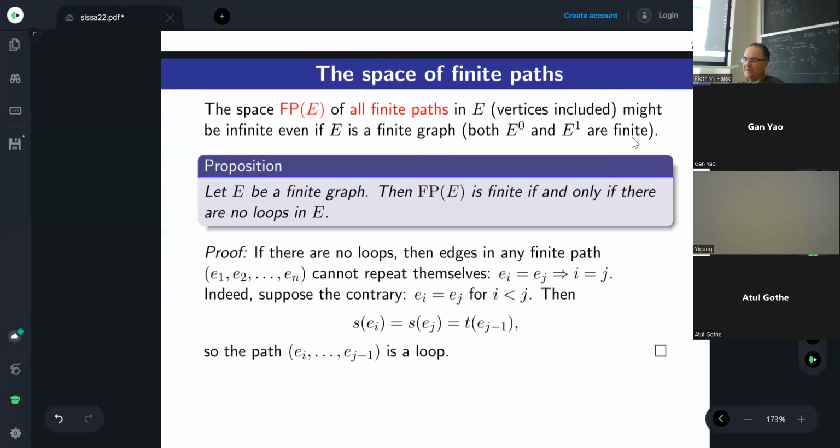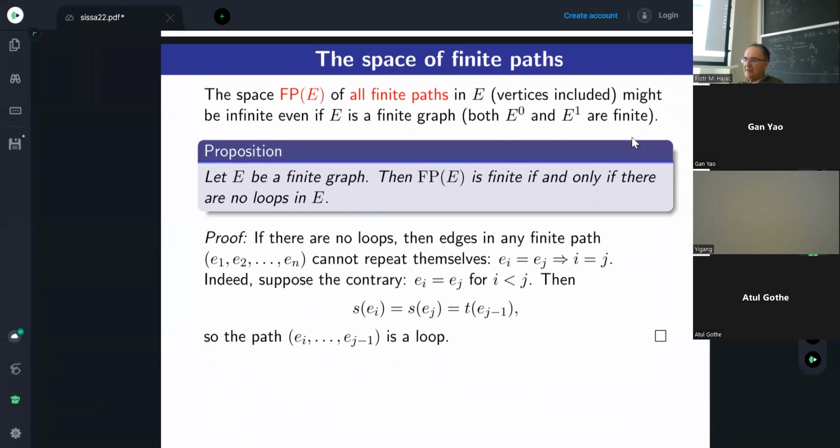Okay. And now, once you know what the path is, it's very important to take the space of all finite paths, vertices included, mind you, and note that the space might be infinite even if E is a finite graph, when both E^0 and E^1 are finite. Okay, whenever you have a loop, you can go around as many times as you want. In fact, we have a proposition that if E is a finite graph, then the space of all finite paths is finite if and only if there are no loops in it.